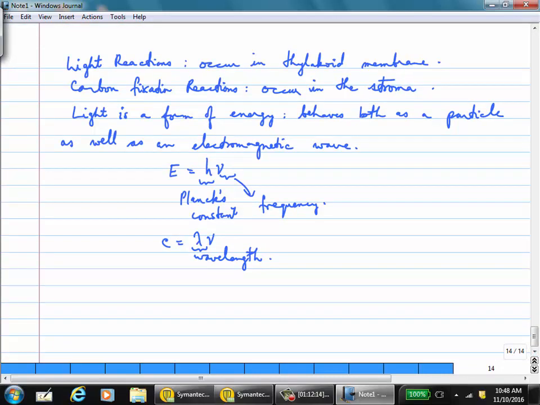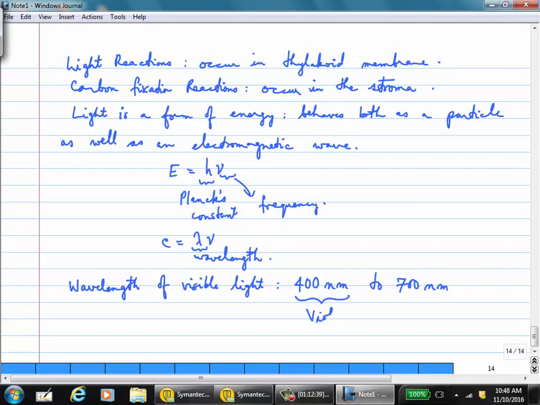Now if you look at visible light, what is the wavelength range? Anybody remember? The wavelength of visible light goes from 400 nanometers to 700 nanometers, right? So 400 nanometers is basically the wavelength associated with violet light, right? And 700 nanometers is the wavelength associated with red light. That is the visible spectrum, right?